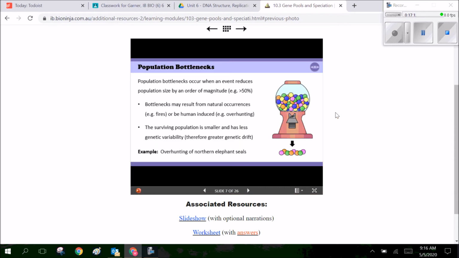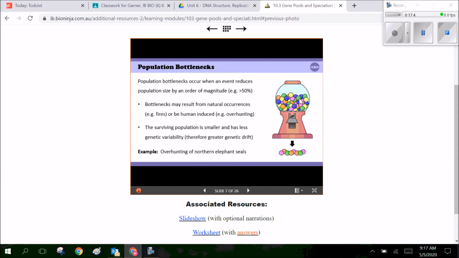So a population bottleneck is basically when we have a massive natural disaster that destroys at least 50% of the population. And so we can think of this as being a tsunami, an earthquake, a landslide, whatever. They could also be caused by humans, right? Because humans can overhunt or drive certain organisms extinct. So the surviving population that's left is very, very small, and it has very little genetic variability because it represents a very small portion of the variability of the original population.